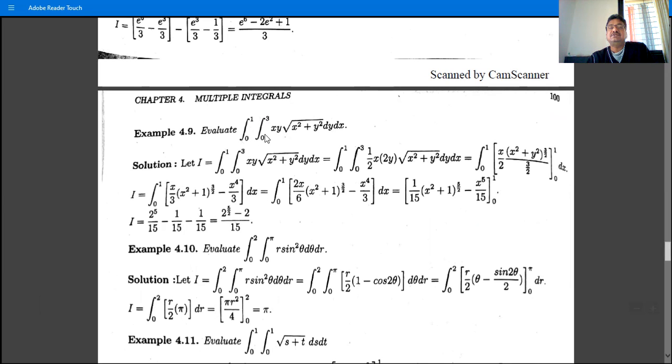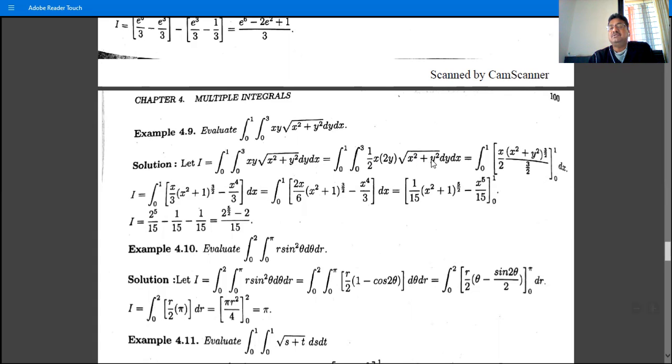The next integration is 0 to 3 with respect to y, 0 to 3 is the limit on y and 0 to x is the limit on x. So do we integrate with respect to y first or with respect to x first? If we integrate with respect to y first, then x is constant, and we substitute x square plus y square as t, and then take its derivative with respect to y.